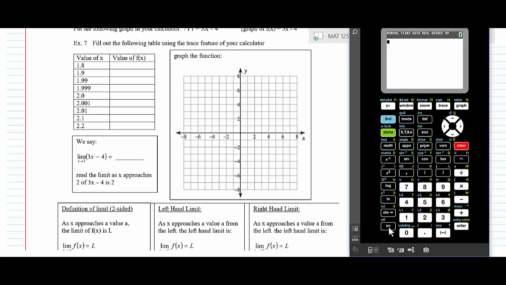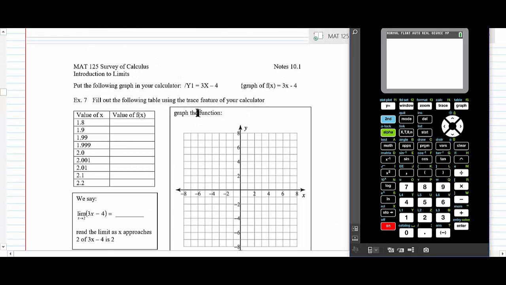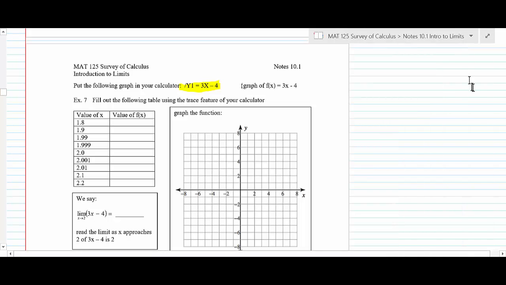Okay, so what I'm going to do with this problem is we're going to graph this thing by hand, and then we're going to do this with our calculator also. I want you to know how to do graphs on a calculator. That's important. Okay, so first of all, from your background, what does the graph of 3x minus 4 look like? It's a line, right?